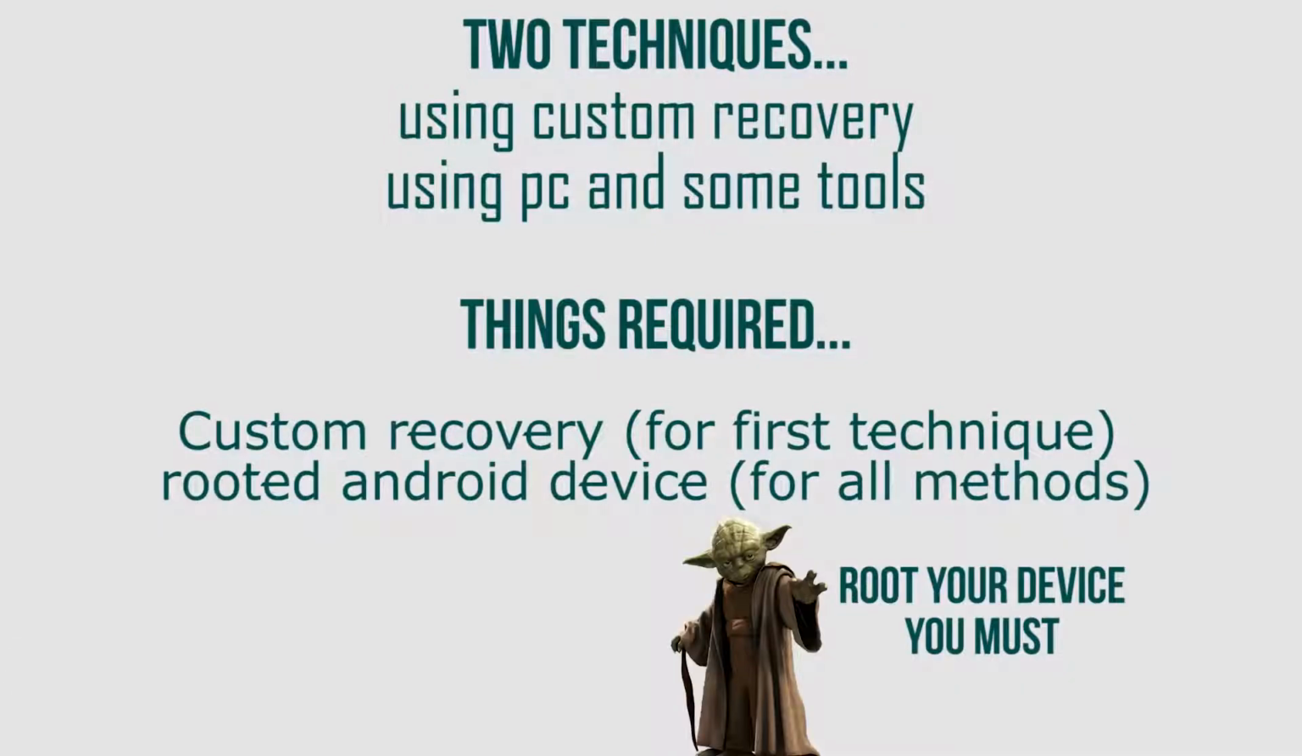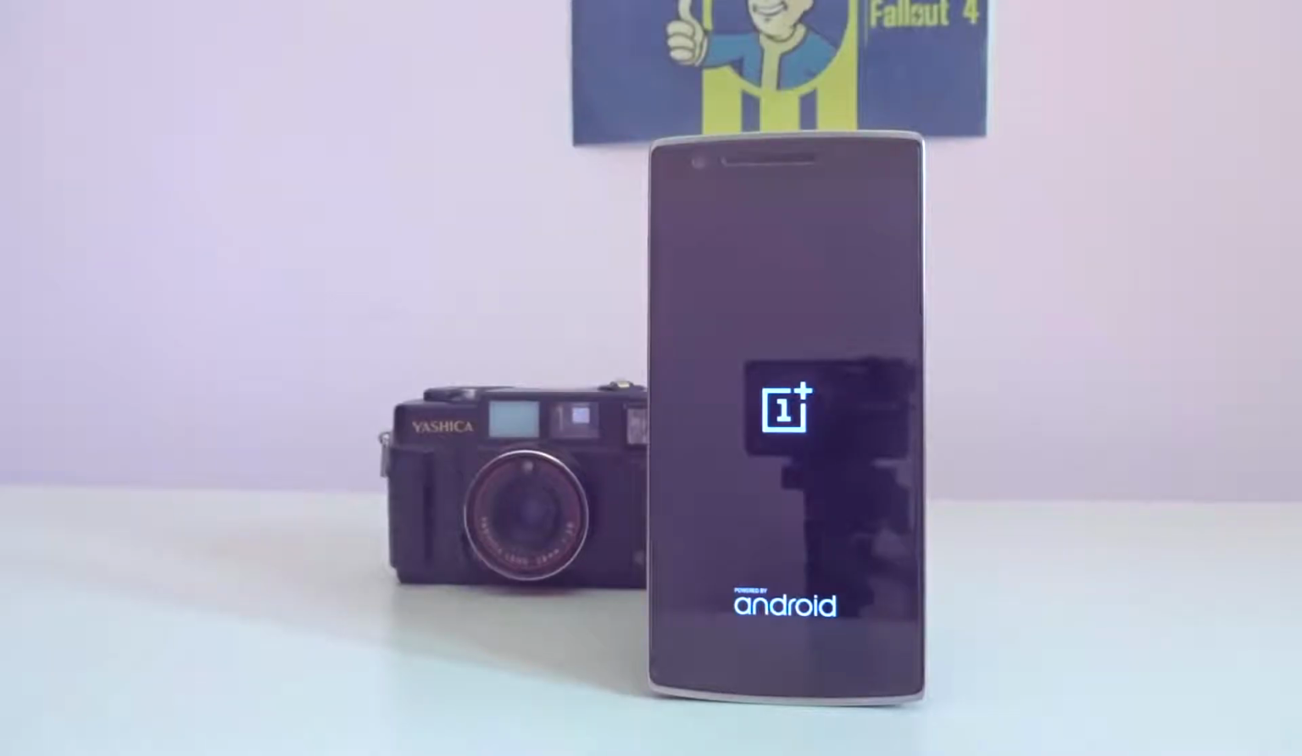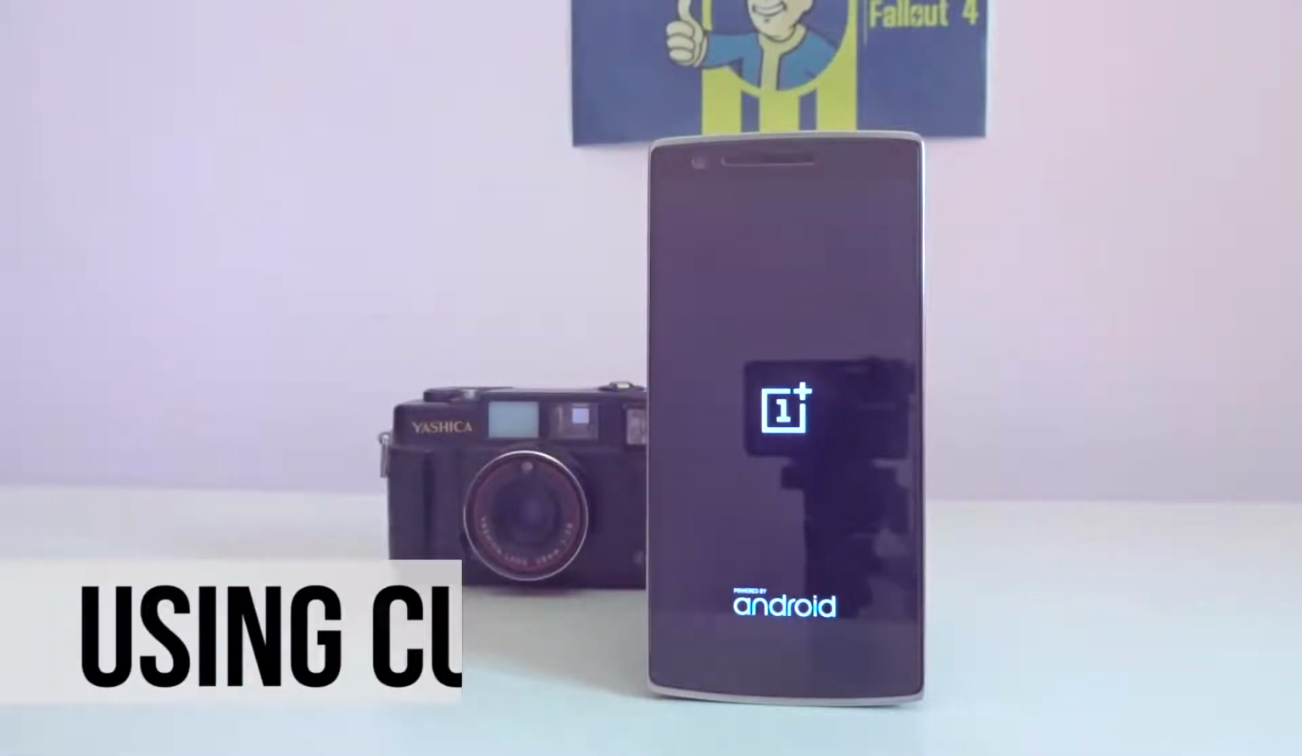Classify the lock hacking methods into two techniques. That is, first one using the custom recovery, and the second one using your PC and some toolkits and some tools. So for following both these methods, your device must be rooted, otherwise you can't follow this method. So first, let's jump into the first method, that is using your custom recovery.